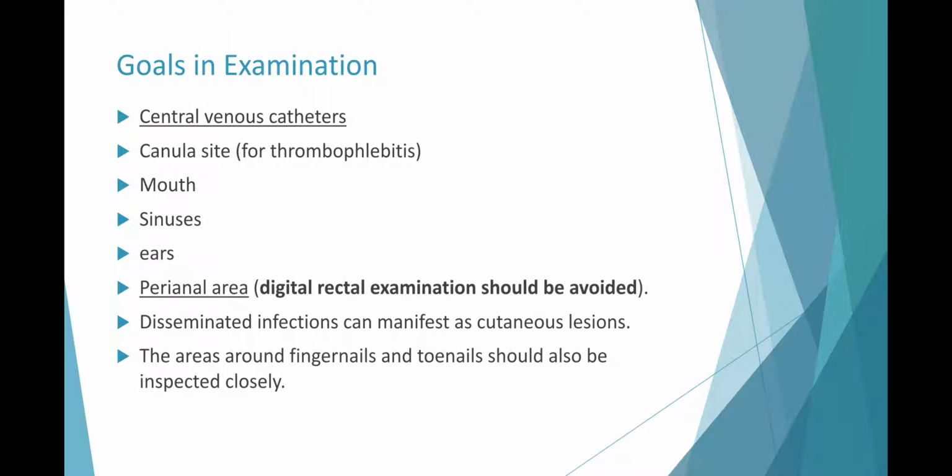Disseminated infections can manifest as cutaneous lesions. For example, fungal infections will manifest as fungemia. The areas around fingernails and toenails should also be inspected closely. This picture shows thrombophlebitis. These are inflamed veins.